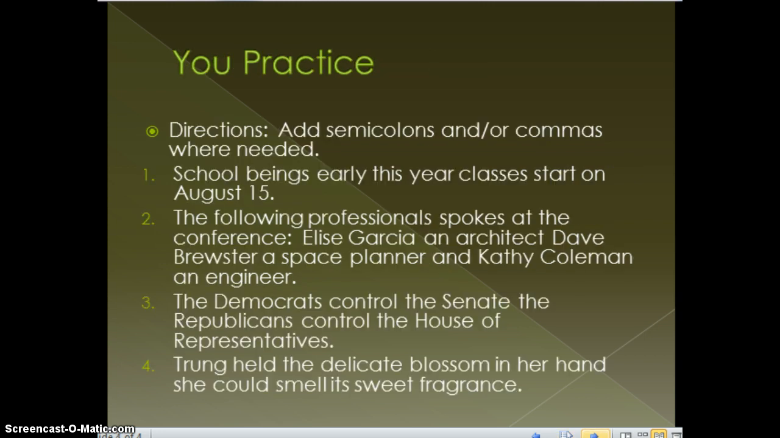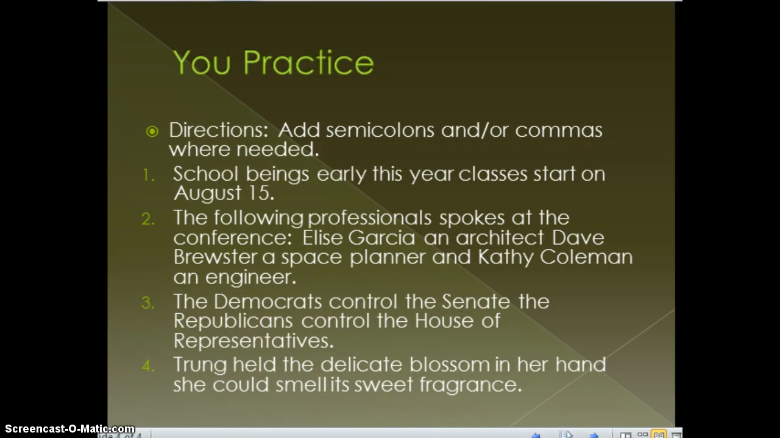So here, I think you only have four. Yes, you only have four sentences to do. You need to write the sentences and you need to add semicolons or commas where needed. There may be situations where you need both semicolons and commas.